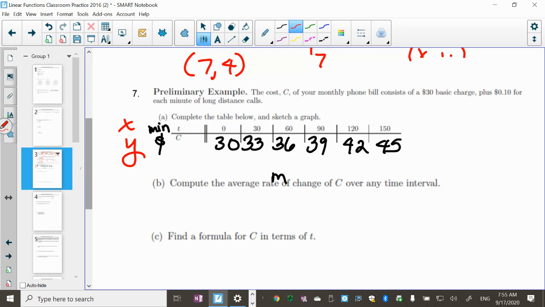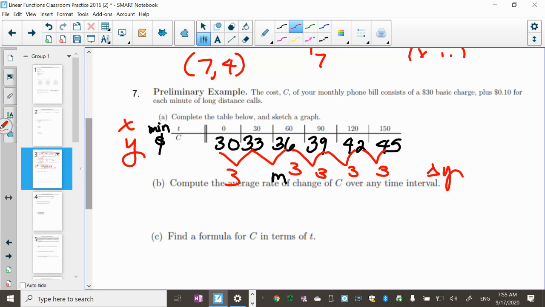Well, delta is the change in the y, so they're your carets. What am I going from 30 to 33? 3. What's this? 3. What's this? Get the idea? So that's my delta y if you think about it. So I'm just going to write this here for you. That's my delta y. My change in my y's, or my change in my cost, is $3.